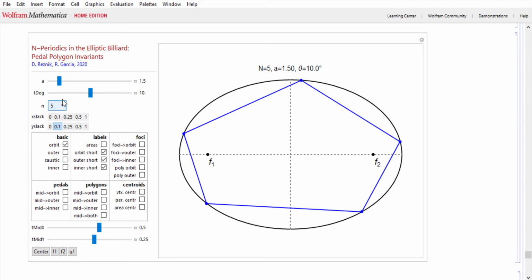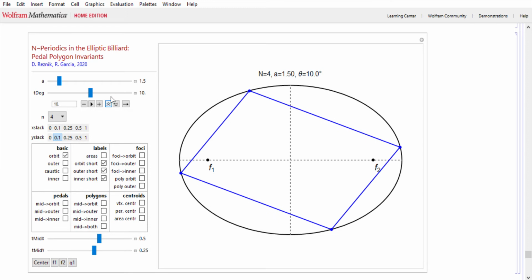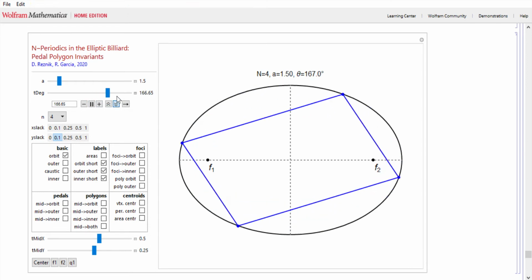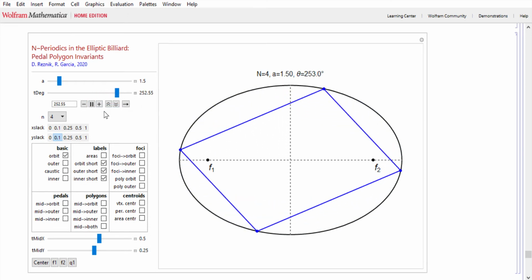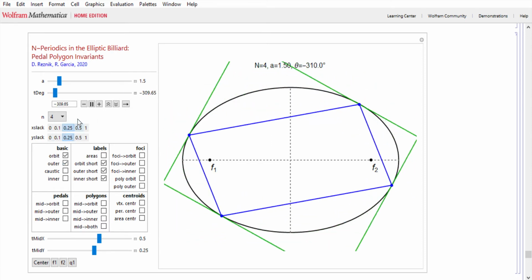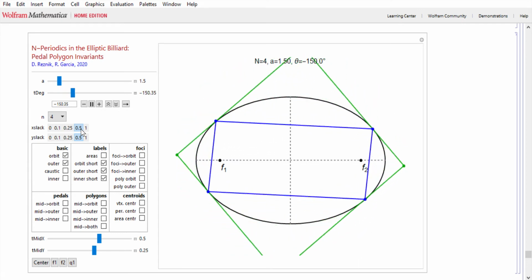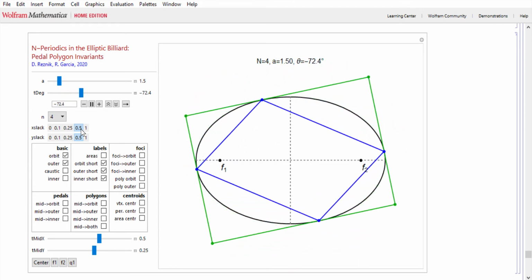Okay, so let's go ahead and analyze the n equals 4 family of n-periodics. Let's animate that. I'm going to go ahead and draw the outer polygon, which we know is a rectangle. Its vertices move along Monge's orthoptic circle, not shown here.